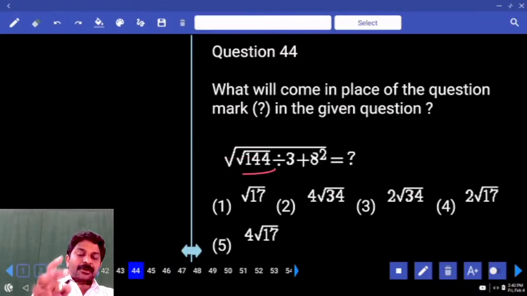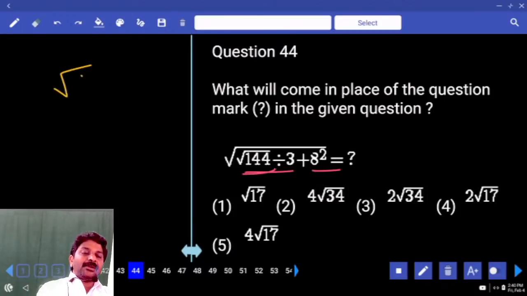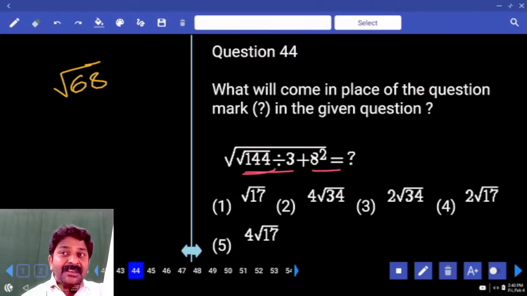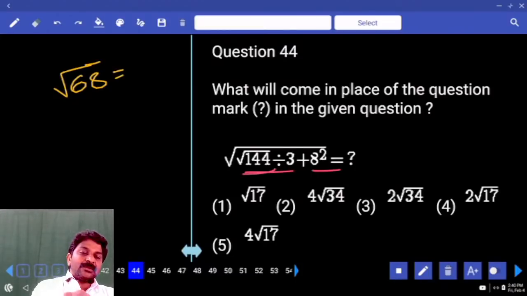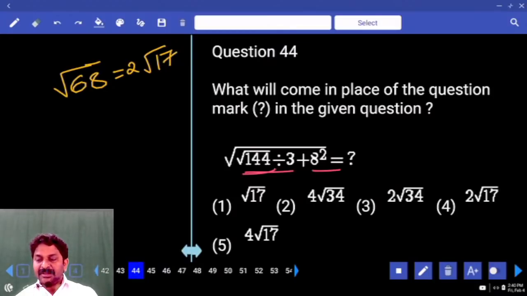Under root of 144, 12 by 3, plus 8 square 64. Total, under root of 68. Can we write 68 as 4 into 17? Under root of 4 means? And also we have root 17. 2 root 17, fourth option.